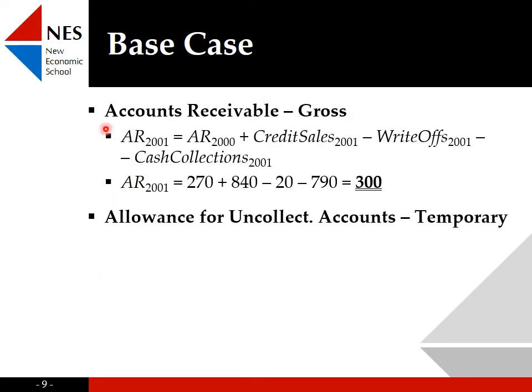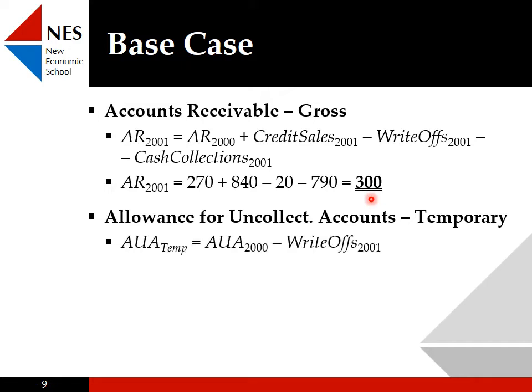So when it comes to the gross amount of accounts receivable, remember that we have started with 270 worth of receivables at the end of year 2000. We have made credit sales of 840 that are going to add up to the gross receivables, and we have written off receivables worth 20 that obviously decreases the level of receivables. In addition, we have collected receivables worth 790, which again decreases the level of receivables. So this brings us to the gross amount of receivables at the end of 2001 of 300.